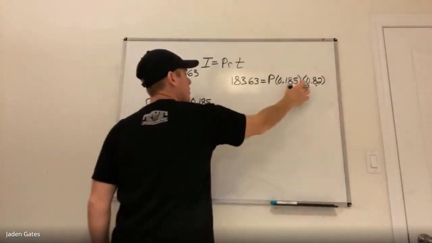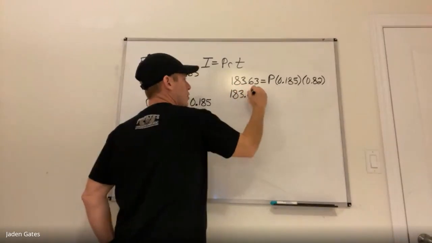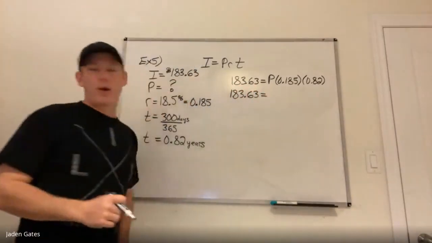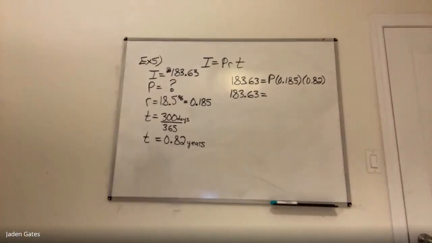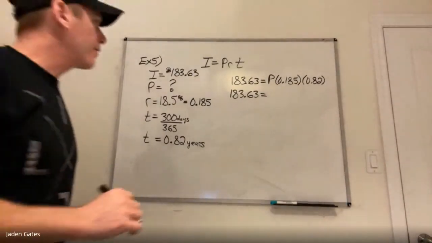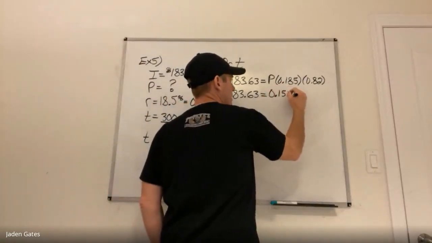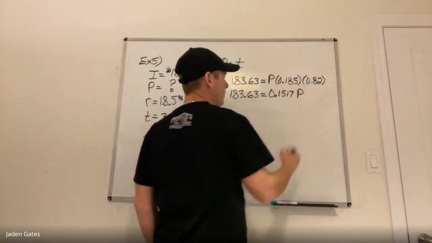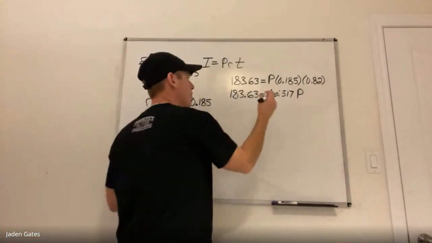I'm going to put these two numbers together, so I can just multiply them. And let's see, 0.185 times 0.82. We're going to get a decimal here: 0.1517 times P. All right, and then to get P by itself, I'm going to divide by that numerical coefficient there.